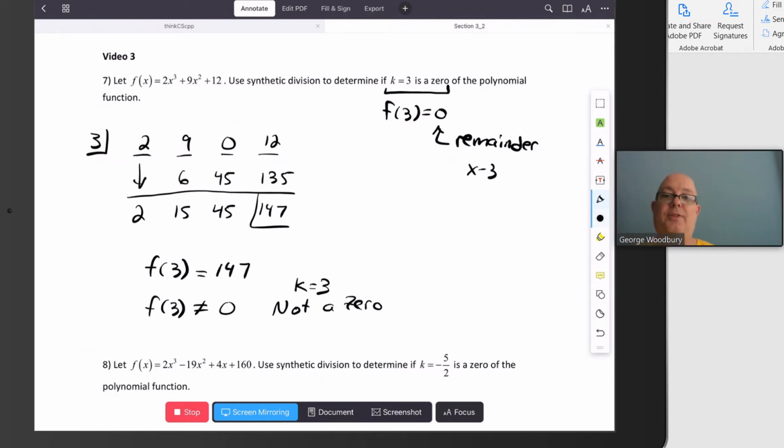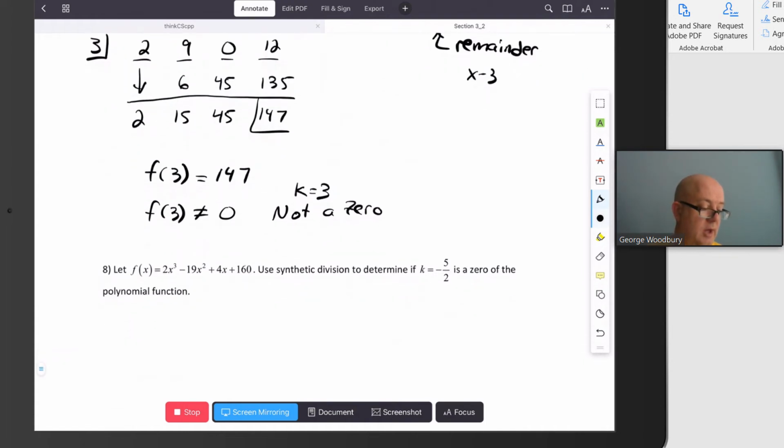If we had plugged in 3 to this function, we would have got 2 times 3 cubed, 2 times 27 is 54. We would have had 9 times 3 squared, or 9 times 9, which is 81. And so we would have had 54 plus 81 plus 12, which is 147, definitely not 0.